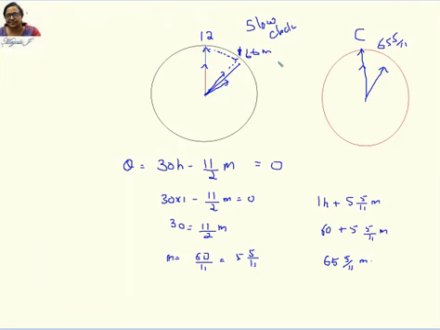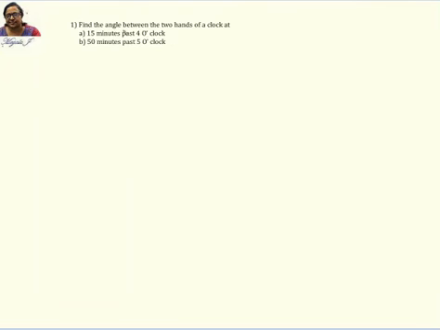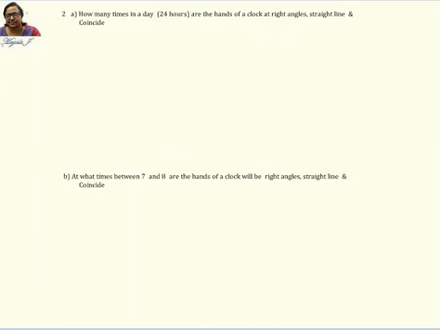Time is up now. This is the basic thing which I have done, and tomorrow we'll start with the problems. As I said, the first problem is the simple one, finding the angle between the minute hand and the hour hand. I'm just showing so that you are aware of what exactly you're going to do tomorrow. How many times in a day are the hands of the clock at right angles or in a straight line or coinciding? And at what time between 7 and 8 will the hands of the clock be at right angles, in a straight line, or coincide with each other?